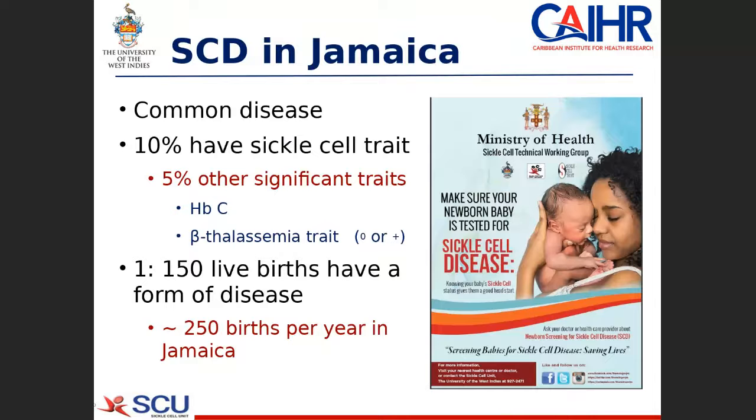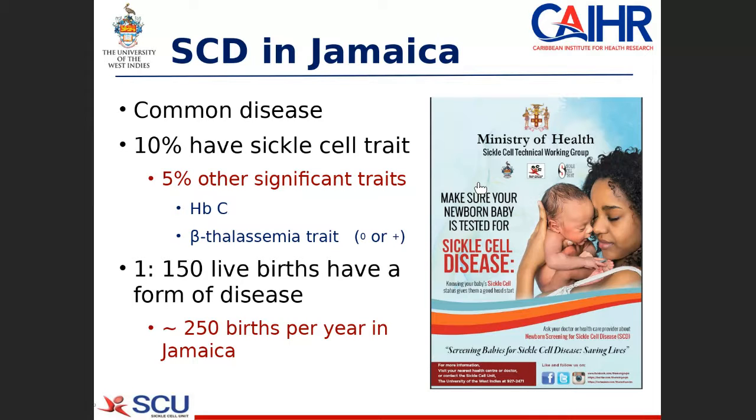With regards to the incidence in Jamaica, 10% of persons in Jamaica have the sickle cell trait, all right? So 1 in 10. So if there are 42 of us here today, roughly 4 persons will have the sickle cell trait. Unfortunately, most persons who have the trait won't know that they have it because it is an asymptomatic, benign disorder, and unless you test for it, you are unlikely to know that you have it. Another 5% of persons have other significant traits, such as the C trait and the thalassemia trait, that put them at risk of having a child with sickle cell disease.